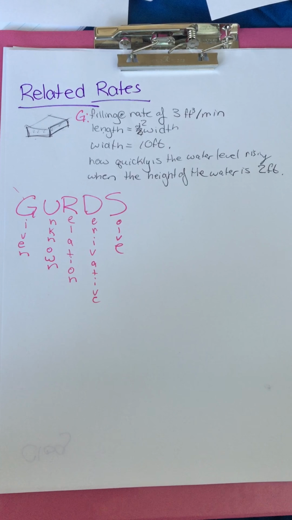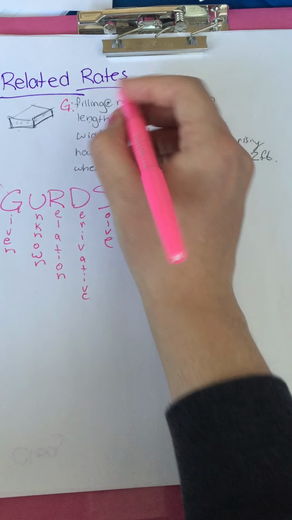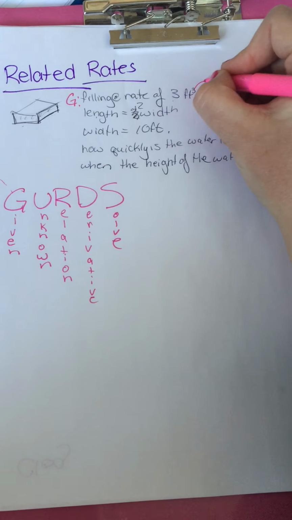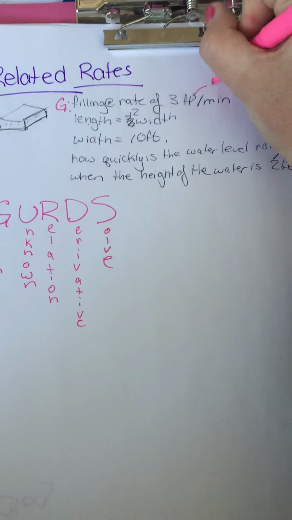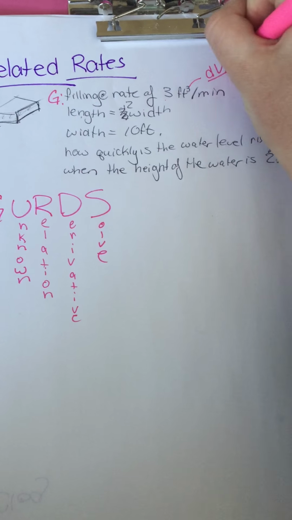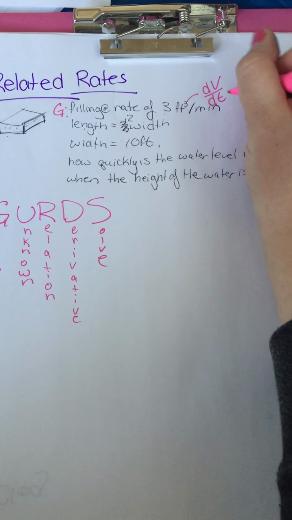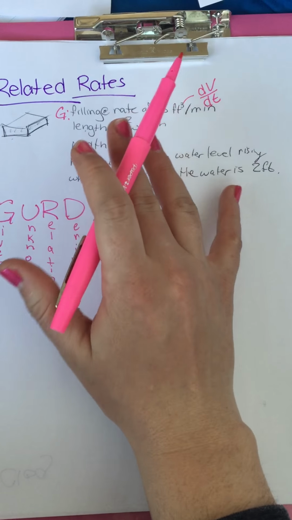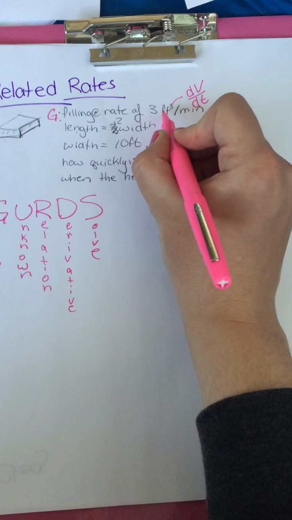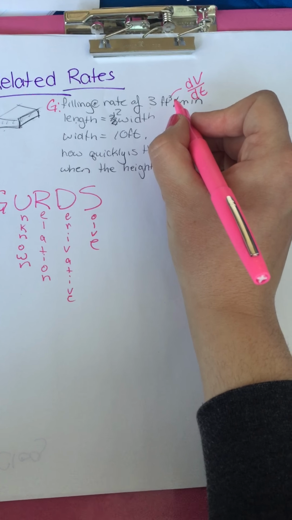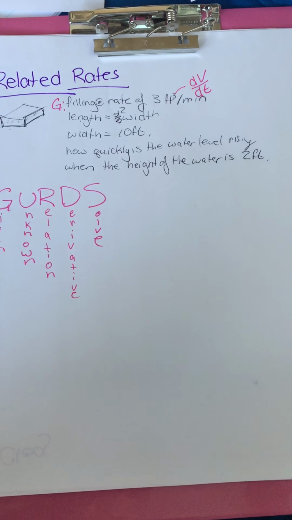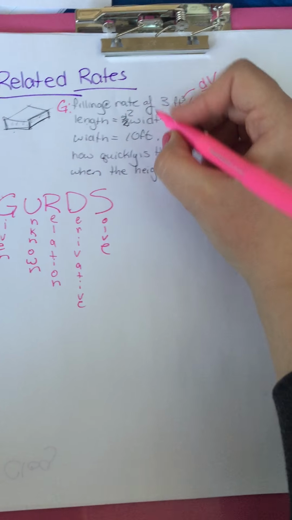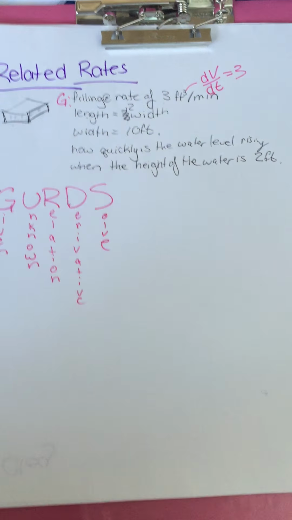So luckily, G is the first thing that happened. So we know that we're filling at a rate of this. If we're filling it, that means we're changing the volume. So this is going to be, because it's a rate, dV by dt. So the volume is changing over time. We know that it's volume over time because we can examine the units. Feet cubed, that obviously has to be volume. And minutes is obviously time. So we know that that has to be dV by dt, and we know that's equal to 3.